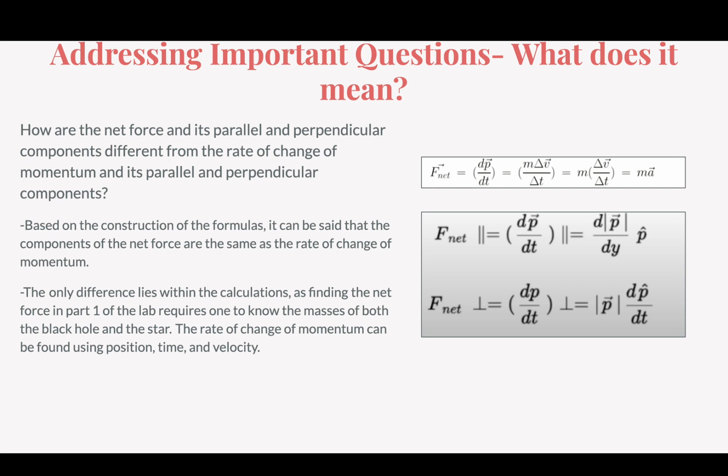The first question asks how the net force and its parallel and perpendicular components are different from the rate of change of momentum in its parallel and perpendicular components. Based on the construction of the formulas, it can be said that the components of the net force are the same as the rate of change of momentum. The only difference lies within the calculations, as finding the net force in part 1 of the lab requires one to know the masses of both the black hole and the star. The rate of change of momentum can be found using position, time, and velocity, though.